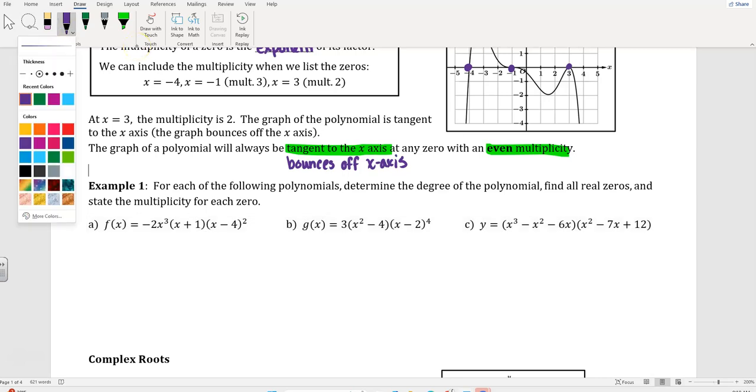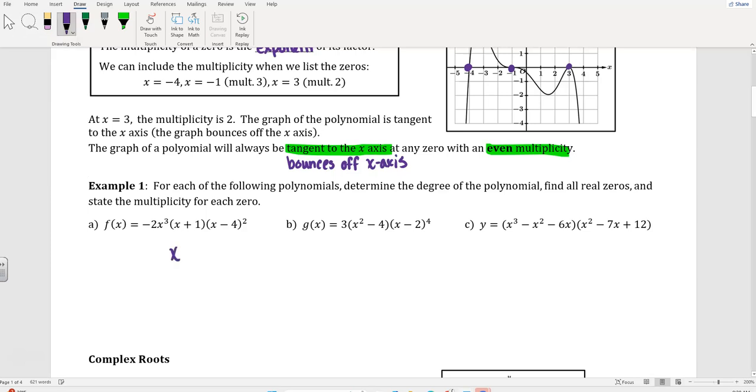For this, I see x plus 1. That tells me that I have x equals -1 as a zero. But I don't have any exponents with that, so that one has a multiplicity of just 1. Sometimes they won't list it if the multiplicity is just 1, because that's the standard there. Here I see x minus 4. That gives me a zero at x equals +4. This factor has an exponent of 2, so I have a multiplicity of 2 here.